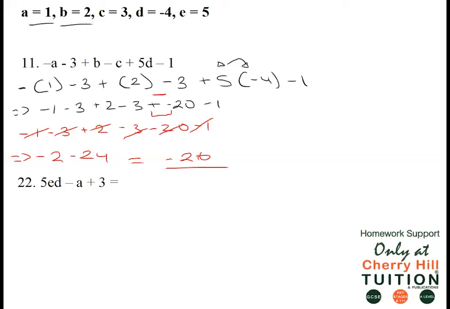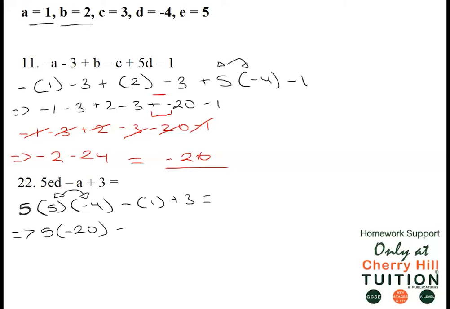Okay, so we have 5 multiplied by e, which is 5, multiplied by d, which is minus 4, minus a, which is 1, plus 3. Okay, so again, let's start by simplifying this by getting rid of the brackets. We have 5, and then we have 5 multiplied by minus 4, which gives us minus 20, minus 1 plus 3.